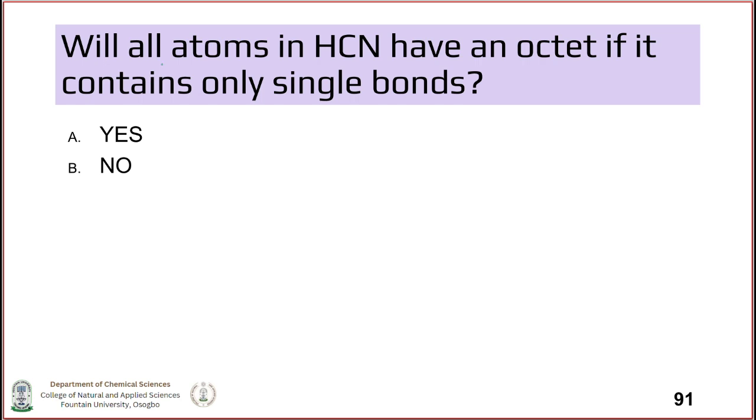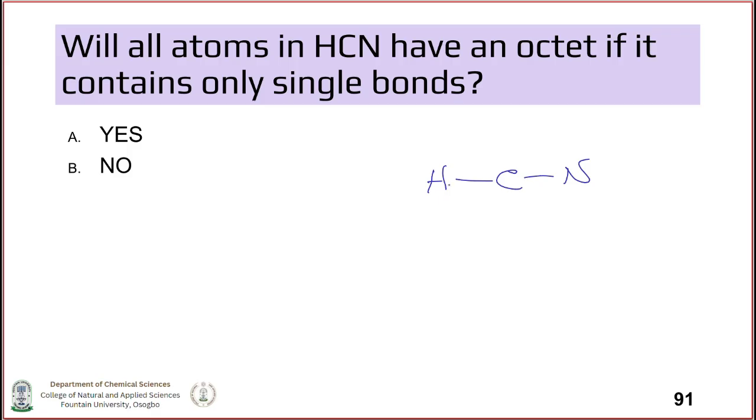The question here says, will all atoms in HCN have an octet if it contains only single bonds? If it contains only single bonds, we have to look at it. The central atom is carbon, with nitrogen on one side and hydrogen on the other.